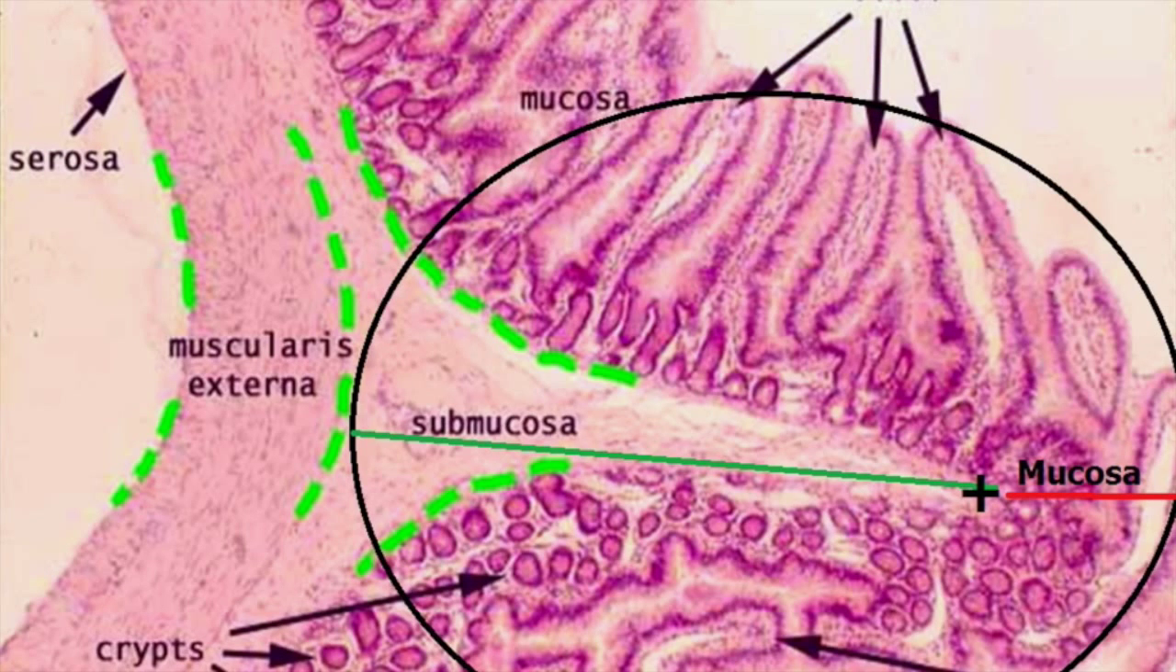The small intestine is about 6 meters long and it follows the same general rule for the digestive tube. As you see here, it has a mucosa, a submucosa, muscularis externa, as well as a serosa, which is the peritoneal covering.